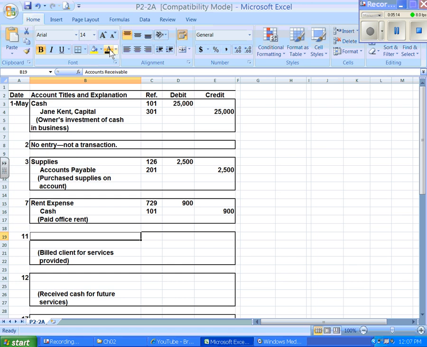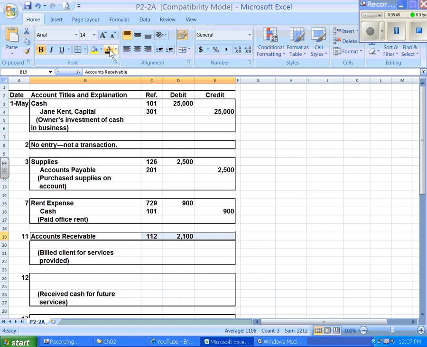All right, on the 11th, completed a tax assignment and billed the client $2,100 for services provided. So I billed a client. That means I provided the services, so I earn the revenue and I'm going to bill them. Anytime you see those words, bill the client, that means you're going to debit accounts receivable. Accounts receivable is an asset account. Asset accounts, if I increase them, I'm going to debit it.